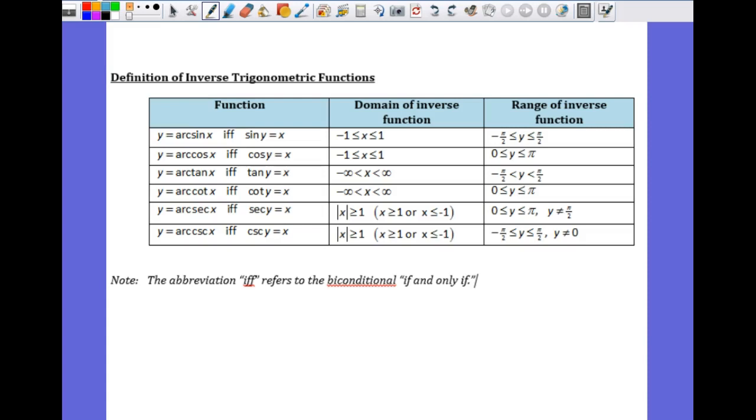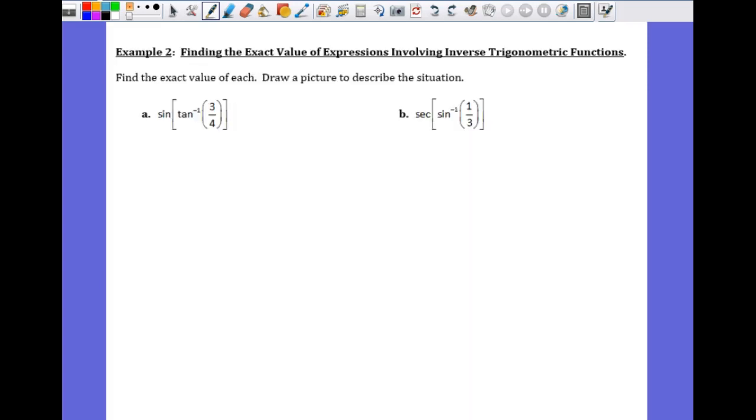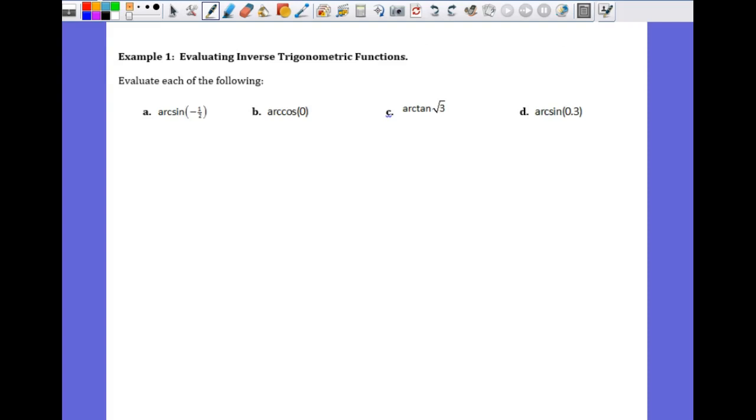Okay. What we're going to do now is spend a little bit of time on the back going through just some old trig ideas before we get to inverse. So it says evaluating inverse trig functions. So this is not derivatives. This is old school trig.